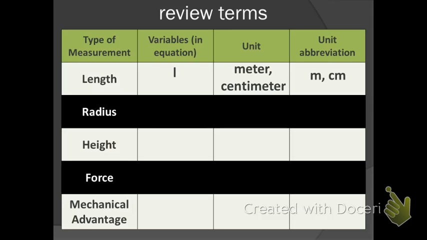What would you see in an equation if you were talking about the radius of something? Capital or lowercase? Lowercase. Lowercase r for radius. How do you measure the radius? It's the same as a distance, so its unit would be in meters or centimeters, depending on how big the wheel is, and abbreviated m or cm.